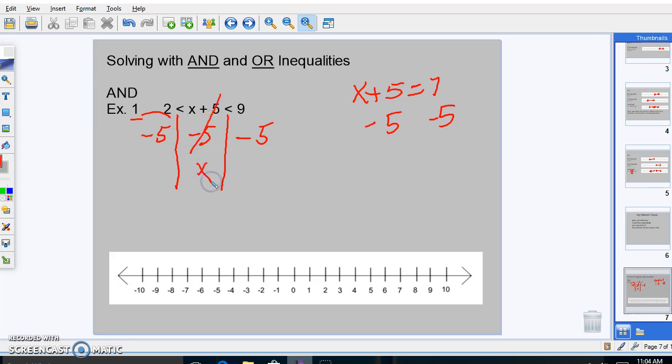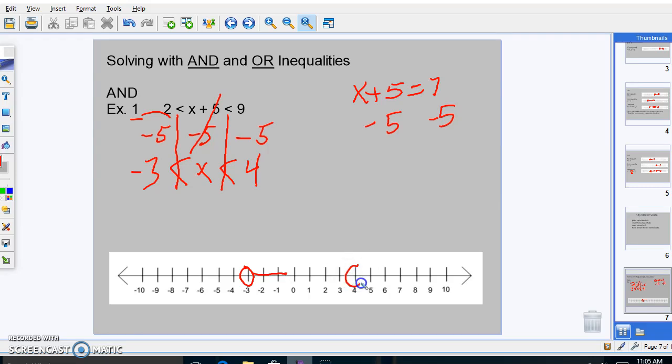You're left with x. You bring down that inequality sign of less than, and 9 minus 5 is 4. Over here, you subtract 5 from both sides, you bring down that inequality sign, and 2 minus 5 is negative 3. So now I can read this inequality as x is greater than negative 3 first. So what that tells me is I'm going to have an open circle at negative 3, and my arrow would be pointing to the right. My second half of this, if I look at the other side, is saying x is less than 4.